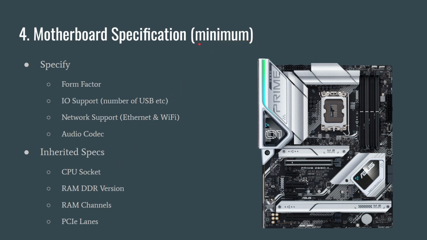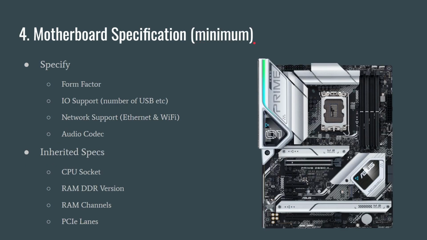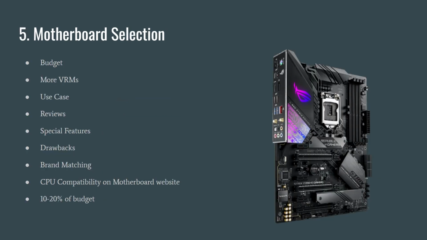So now that we've specified all the key things we need for our motherboard, we will move right on to motherboard selection. So I separated these just because it really is important to consider the minimums and the inherited specs you need. So once you write all these down, you can just go through motherboard to motherboard and look at the specs, check if they line up. If they don't, discard it. So now motherboard selection, step 5.